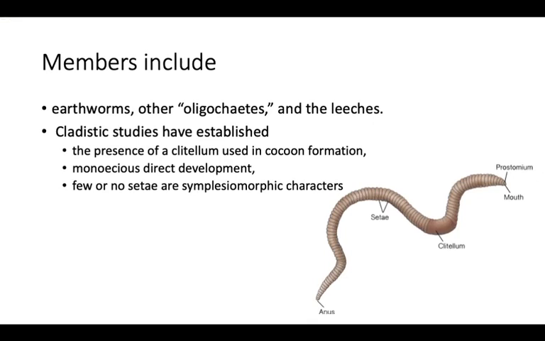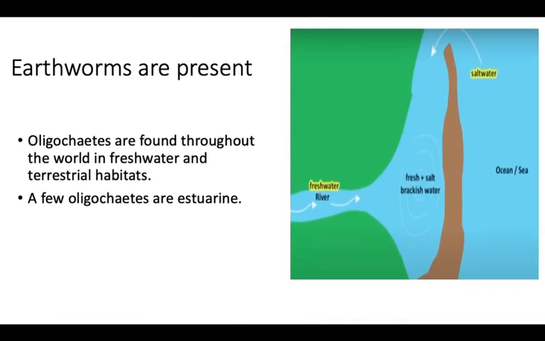Now the members of this class Clitellata include earthworms, and earthworms are also called oligochaetes or setae, and the subclass in this Clitellata includes leeches too. In the diagram on the right side panel, you see prostomium, mouth, clitellum, and these are the setae. These setae are on either side and they are meant for locomotion. In this class, earthworms don't contain parapodia. Parapodial extensions are not present in earthworms.